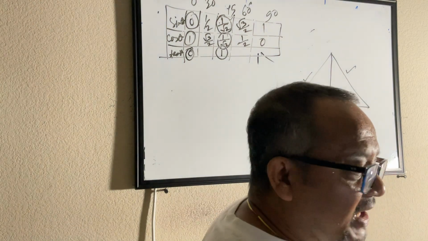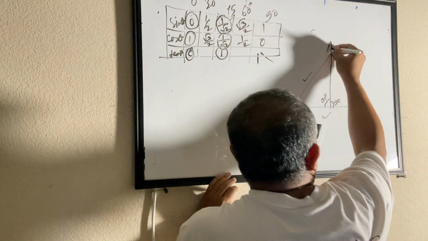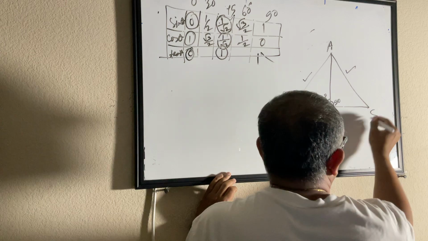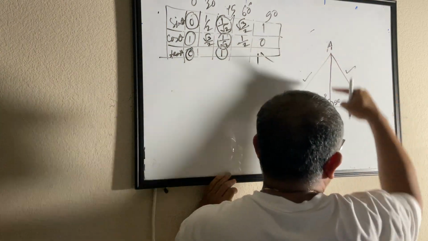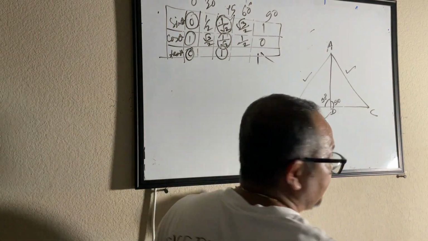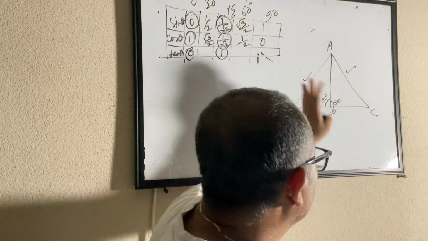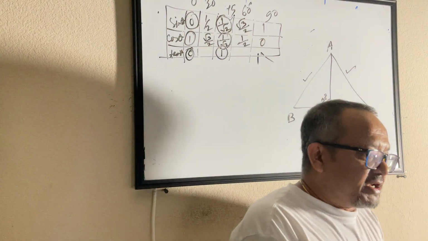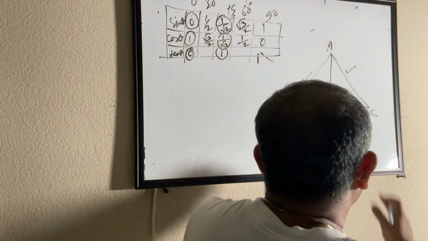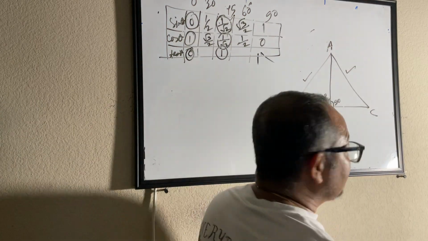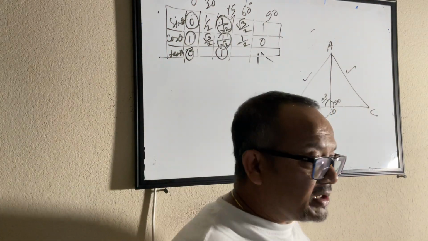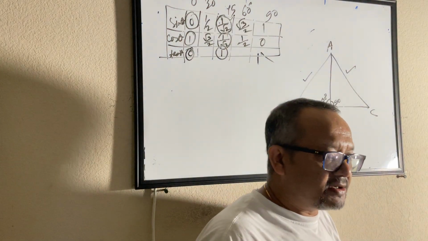Let me give these triangles some name. So my parent triangle was ABC. When I draw the perpendicular from here to here, let's say it meets at point D. By doing this gymnastic, I have split this equilateral triangle into 2 right angle triangles. Agreed?